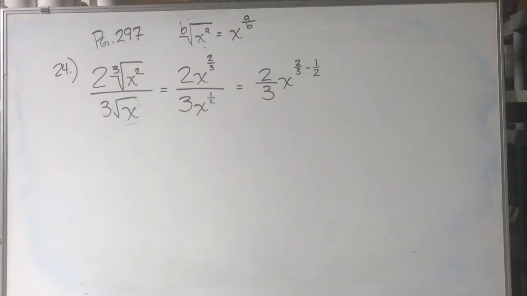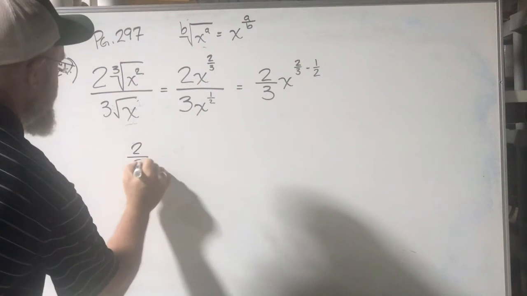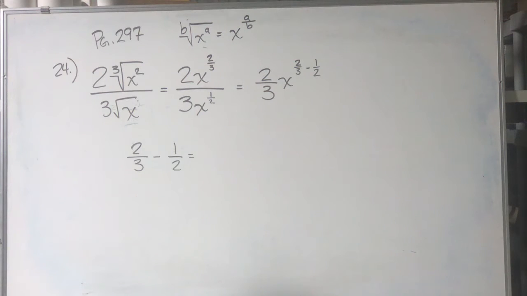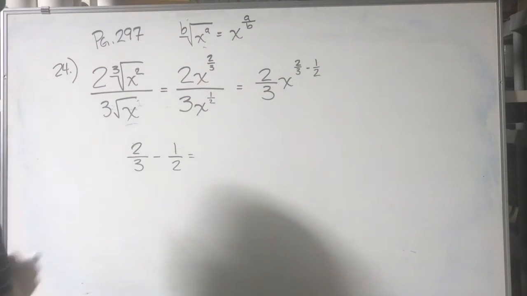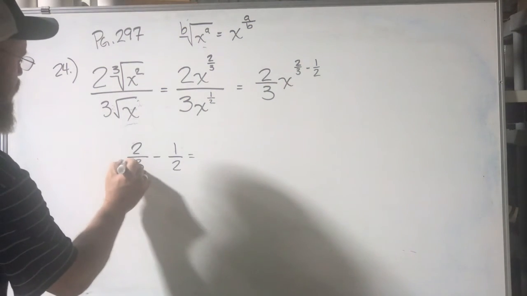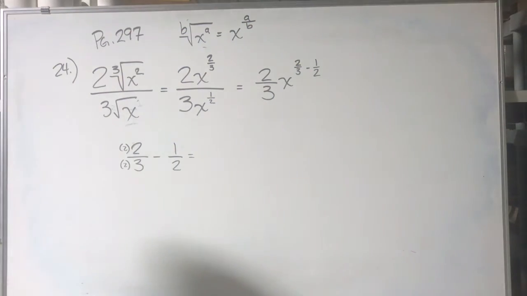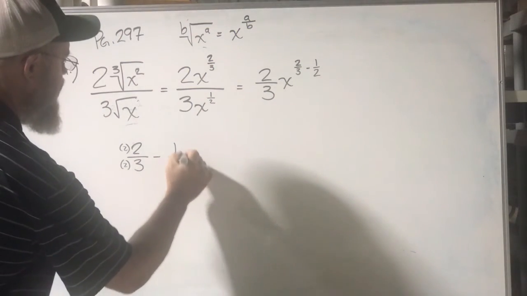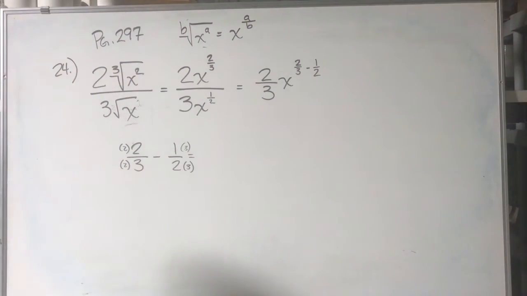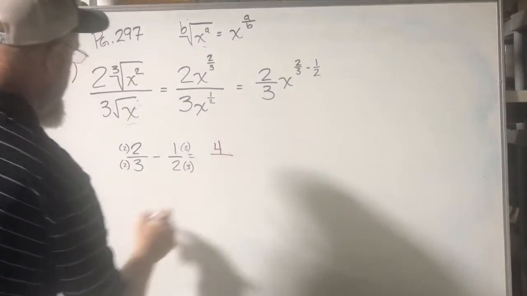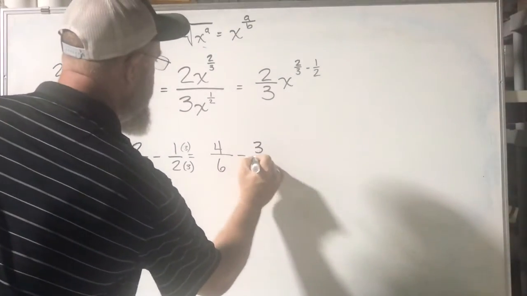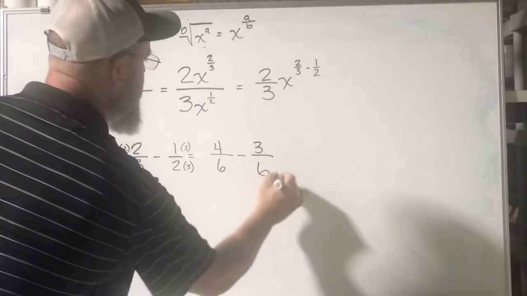Well, what's 2/3 minus 1/2? Well, let's look at that. It's just a fraction problem. 2/3 minus 1/2. We have to get a common denominator. The common denominator is 6. So what do I need to multiply 3 by to get 6? Well, it's 2. So then I have to multiply the numerator by 2 also. And then for 1/2, to get to a denominator of 6, I have to multiply by 3 and multiply the numerator by 3. So 2 times 2 is 4. 2 times 3 is 6. Minus 3 times 1 is 3. And 3 times 2 is 6.